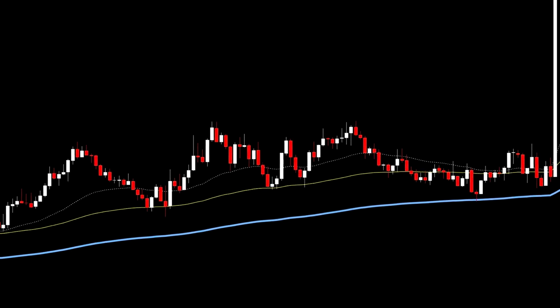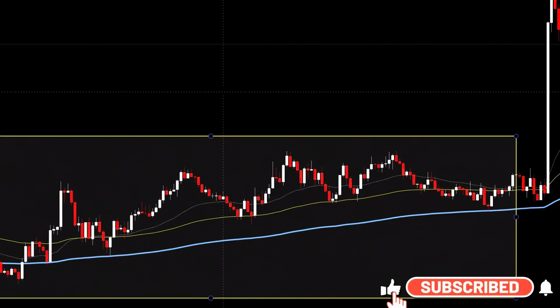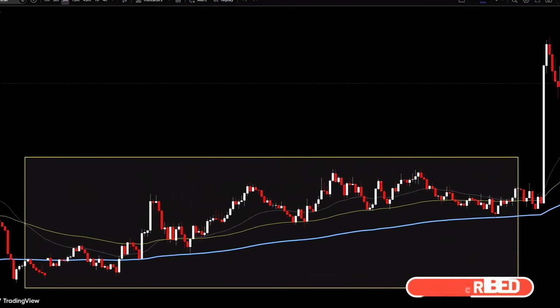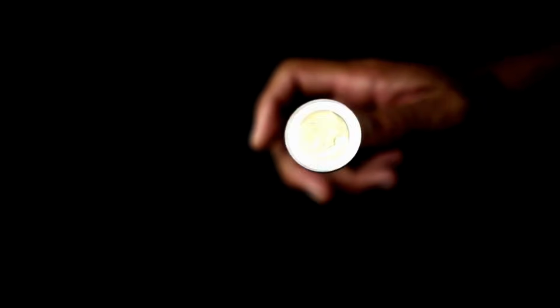Look, watch what happens the second the market goes choppy on you. You see that? Crossing up, crossing down, crossing up again. And that's not a strategy, man. That's a coin flip with extra steps.